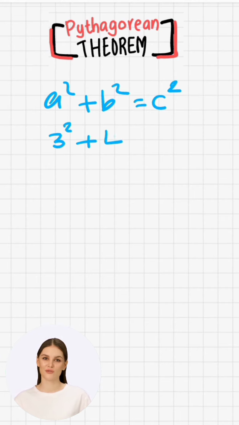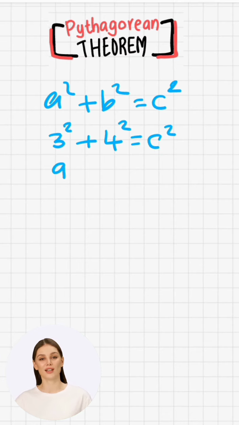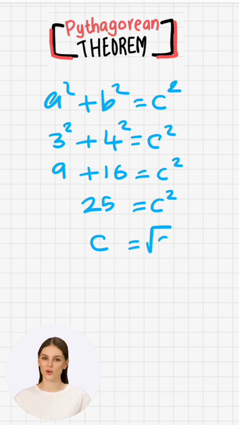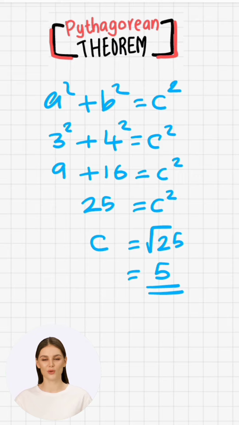3 squared plus 4 squared equals C squared. 3 squared is 9, and 4 squared is 16. So, 9 plus 16 equals C squared. 9 plus 16 is 25, so 25 equals C squared. Therefore, C is the square root of 25, which equals 5. So, the length of the hypotenuse in this triangle is 5 units.